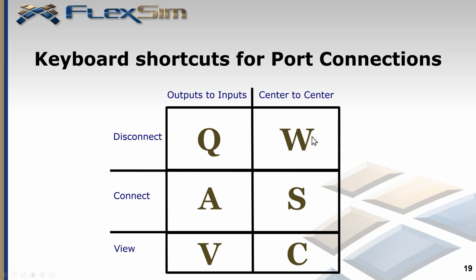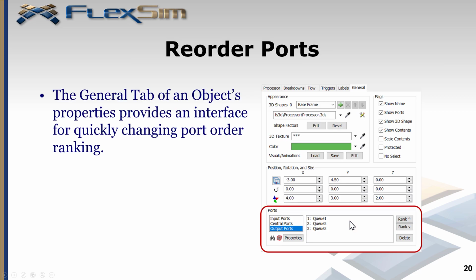Center to center, W to disconnect, S to connect, and C to view. You can reorder the ports on the General tab for the object, because port order may influence the behavior slightly. For choice of downstream object, for instance, you might want to reorder those. The one connected to output port 1 gets a preference over port 2 and port 3, everything else being equal.